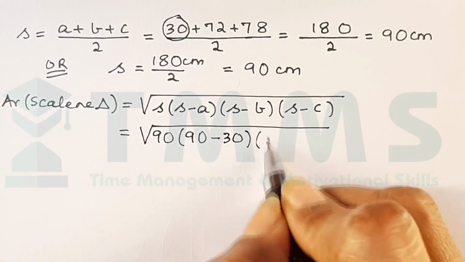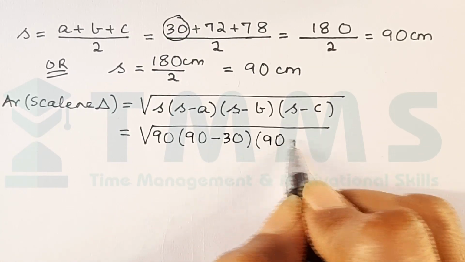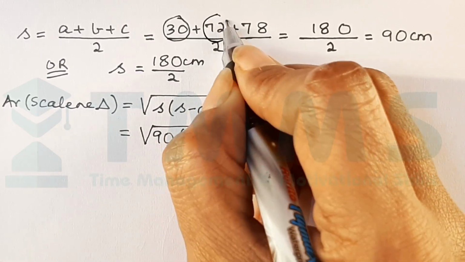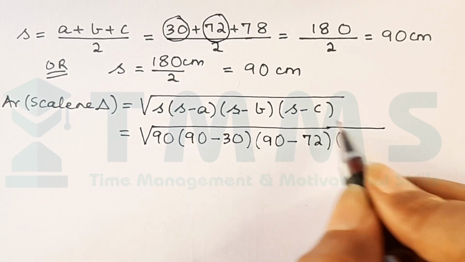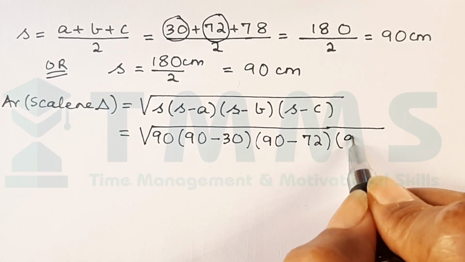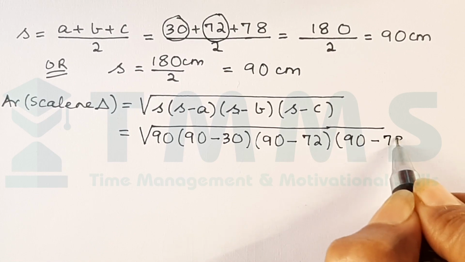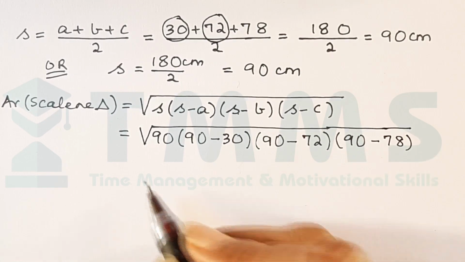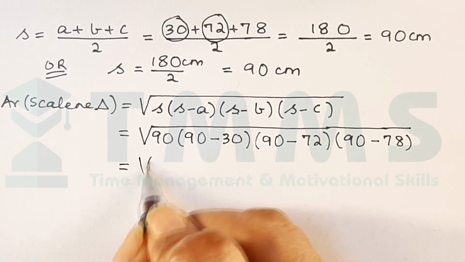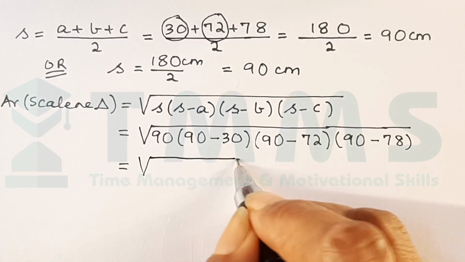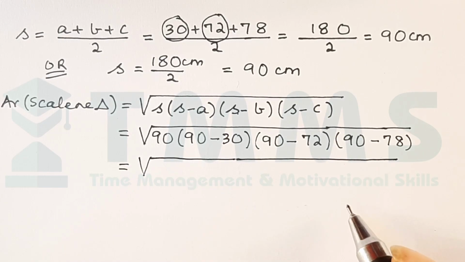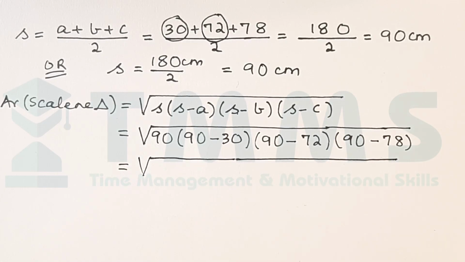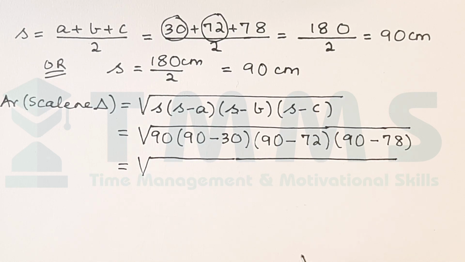Now, S is again 90 minus B, which means 72. And the third side is C, which will be again 90 minus 78. We will write like so. In our next step, can we write this on our own? Shall I ask you to pause the video and write it on your own? Will you do that? Okay, time starts now.